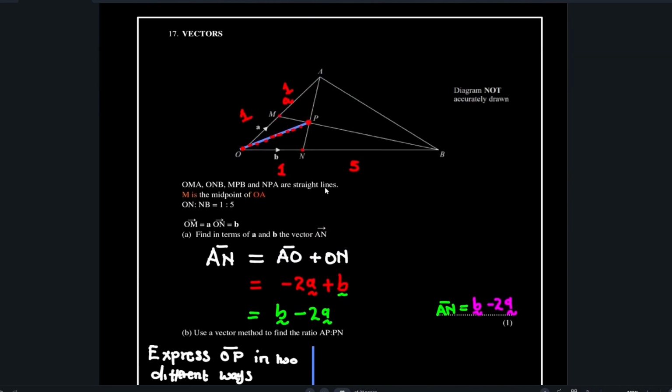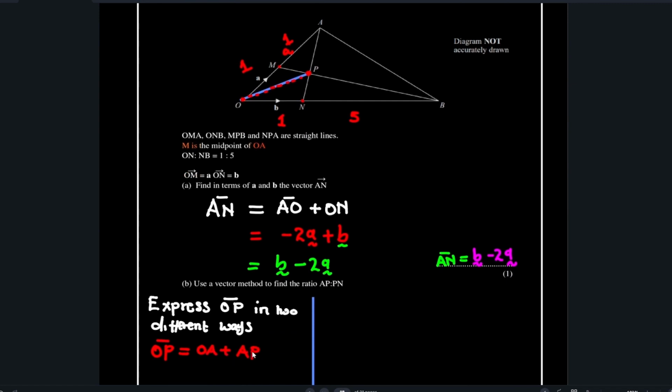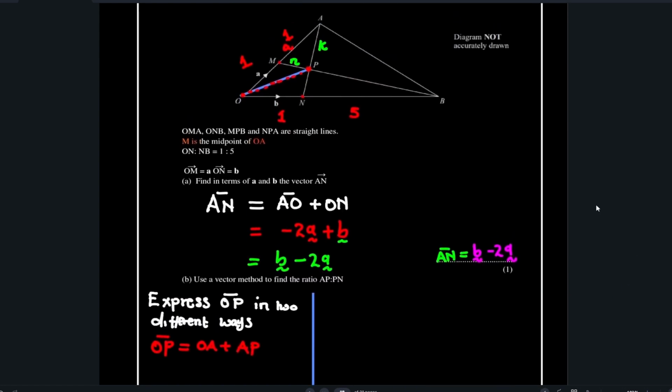OP is going to be what? We are going to use this route, OA. We move from O to A, then A to P. We can now say let P divide AN in the ratio of K, and P divide MB as N there. I've just used those so that when we solve for N and K, we'll be in a position of finding the ratio that we are told here.